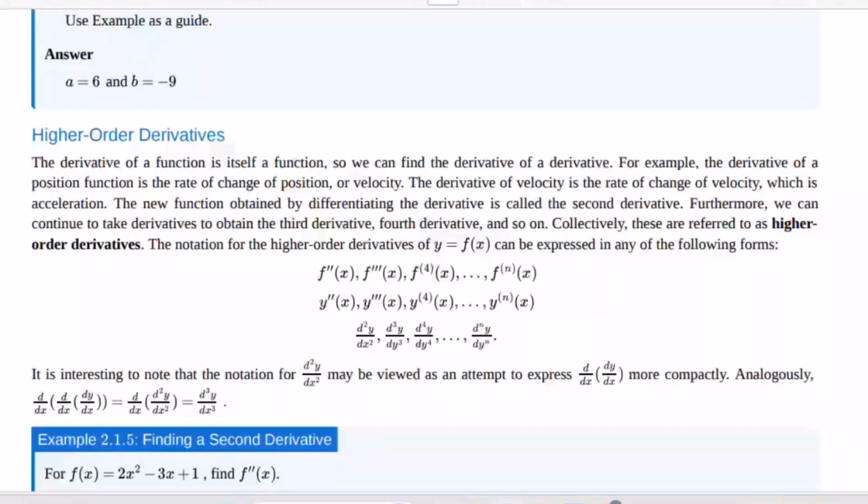All over h. Then h cancels with h. I got the limit as h approaches 0 of 4x plus 2h minus 3. Then I substituted h with 0. Then I got 4x minus 3. That's my answer. I'm done for f prime of x. Thank you, my brother.